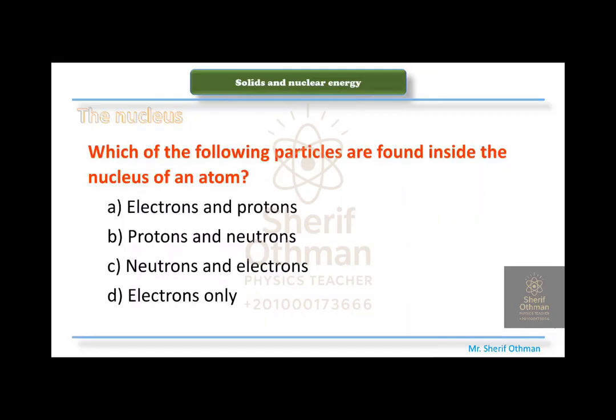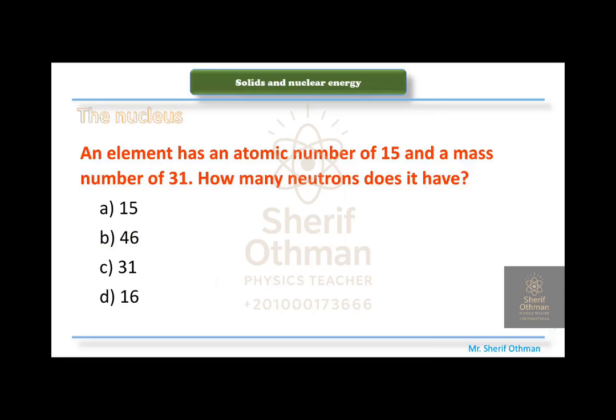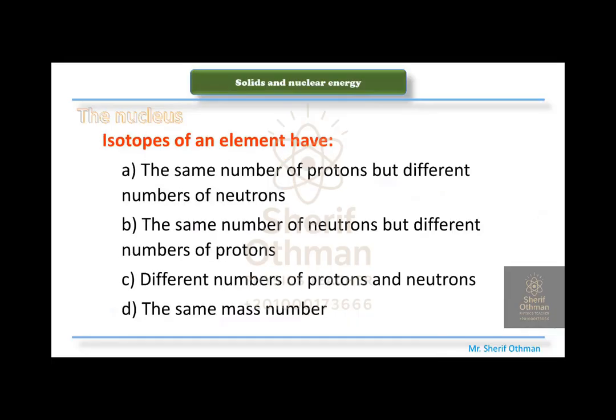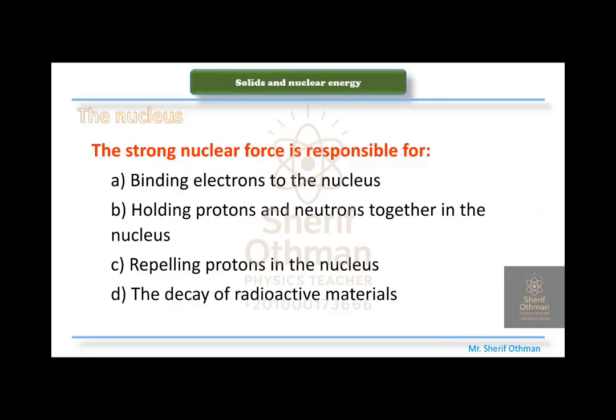Which of the following particles are found inside the nucleus of an atom? Protons and neutrons. An element has an atomic number of 15 and a mass number of 31. How many neutrons does it have? 16. Well done. Isotopes of an element have the same number of protons but a different number of neutrons. The strong nuclear force is responsible for holding protons and neutrons together in the nucleus.